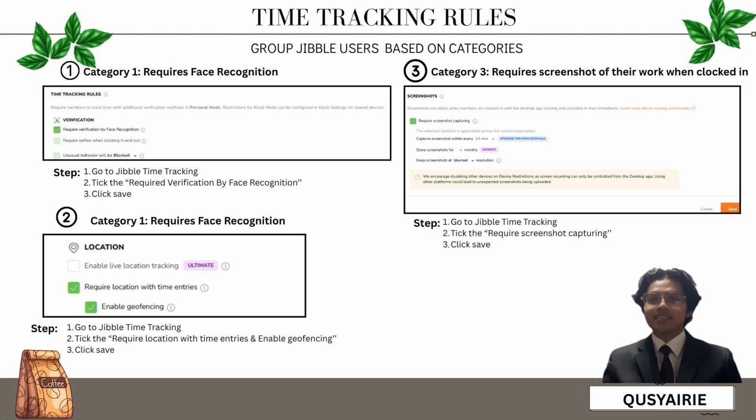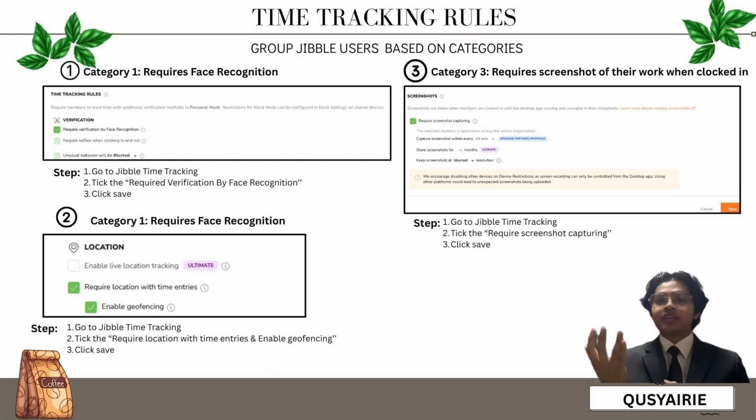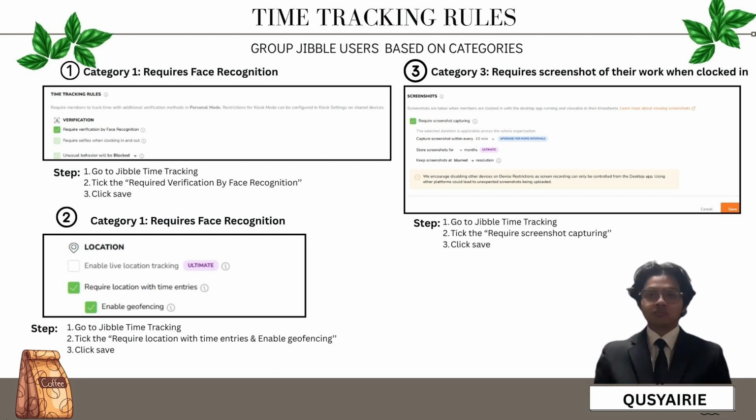This function can make sure that real employees are clocked in and make attendance more reliable and reduce attendance fraud. Next, let's go to the location per time entry function. First, go to Gmail time tracking. Next, tick require location with time entry and enable geofencing. And lastly, click save. This can help verify that employees are at the correct work location when recording their attendance and improve attendance accuracy and transparency.